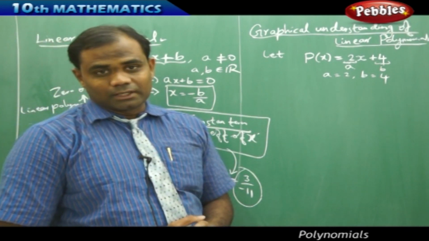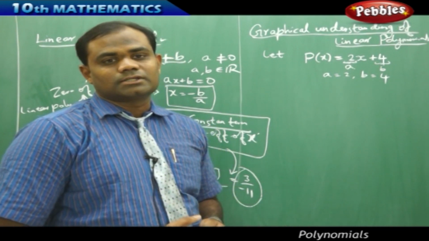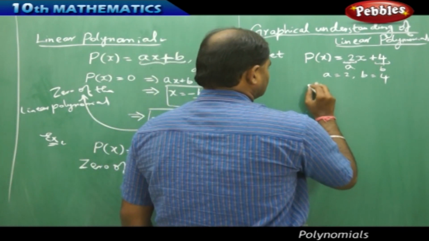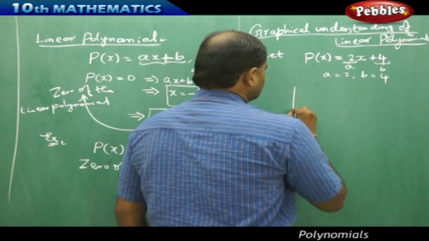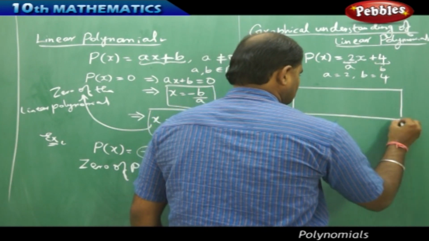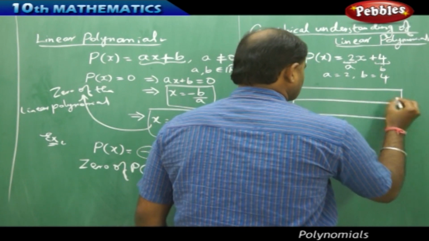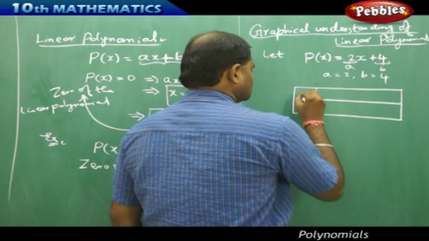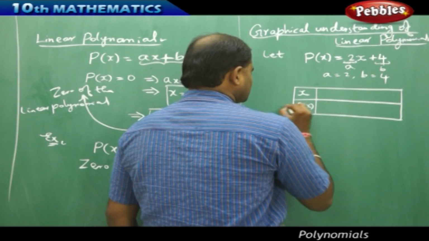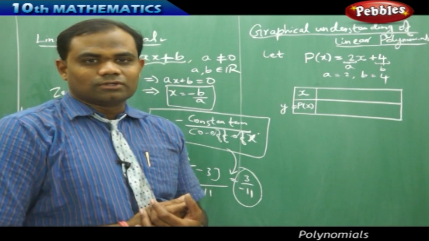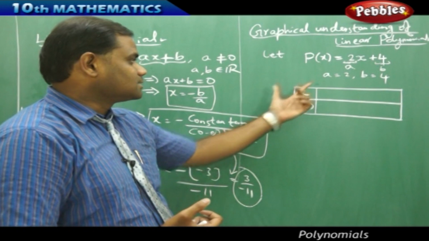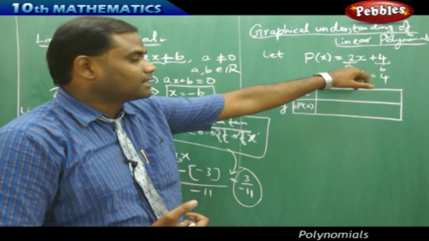Now to understand this graphically, let me draw a table such that I take the different values of x and y. I take the table which includes x and p of x, which I generally denote with y, because in the xy coordinate plane y is generally denoted for p of x, and x is as it is taken as the variable on the right hand side.